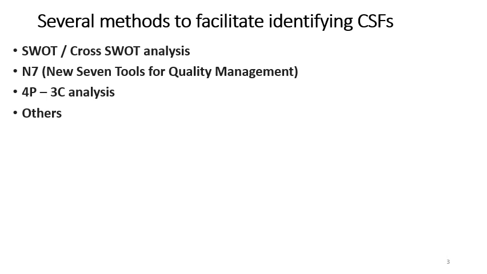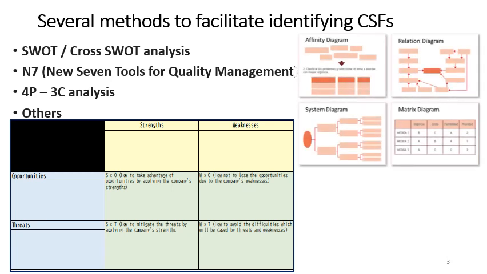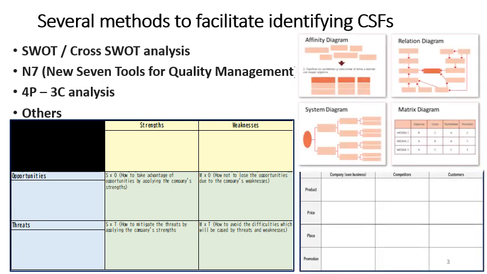There are several methods that facilitate identifying the company's critical success factors, including SWOT, cross-SWOT analysis, N7, the New 7 tools for quality management, 4P3 analysis, and so on. This video shows how to apply SWOT and N7.